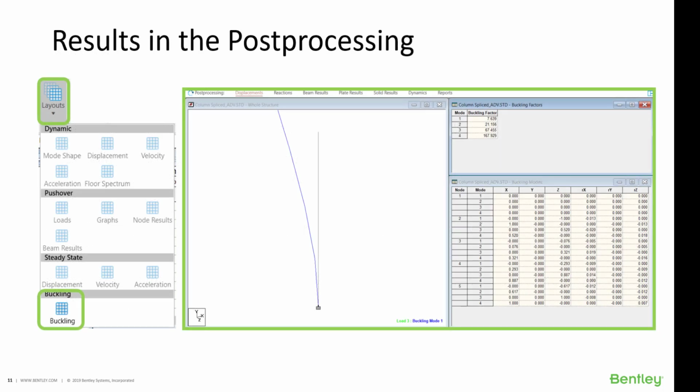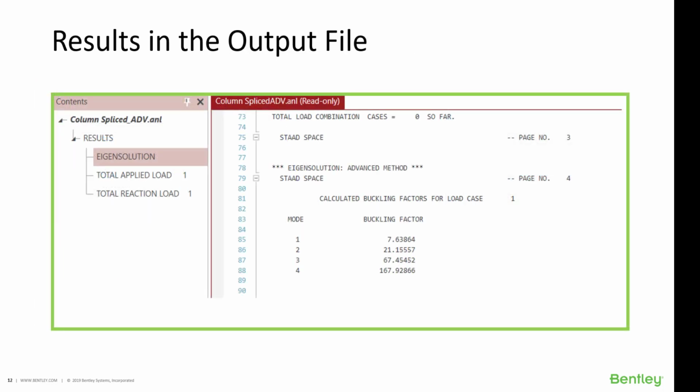After the analysis runs successfully, the results will be available in the post-processing. Go to Layouts, select Buckling on Dynamics ribbon area. By default, there will be up to 4 buckling factors and related buckling mode shapes. Buckling factor less than 1 means that the load causes buckling. Greater than 1 means buckling has not occurred. If it is negative, then the static loads are in the opposite direction of the buckling load. Also, the buckling analysis results are available in the output file.